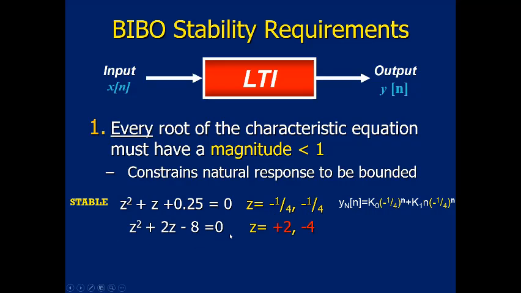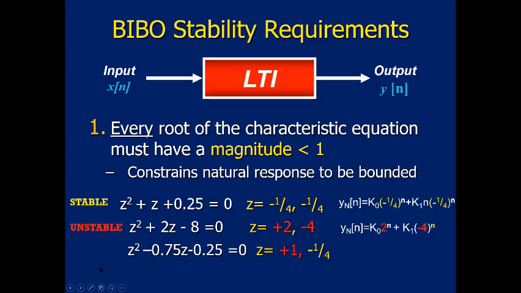If this was our characteristic equation, z squared plus 2z minus 8, that has roots of +4 and -2... that's not going to be stable. These roots have magnitudes that are greater than 1. And if we looked at the form the natural response would take, it would be a 2 to the n and a -4 to the n. Well, that's 2, 4, 8, 16, 32. That's taking off exponentially.